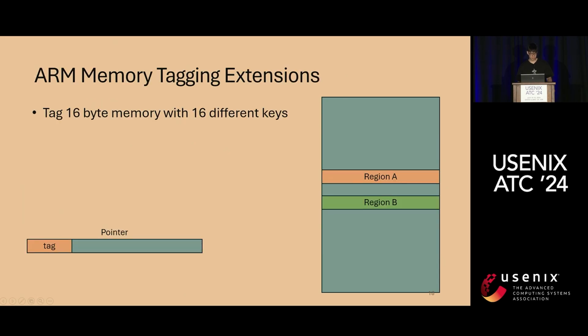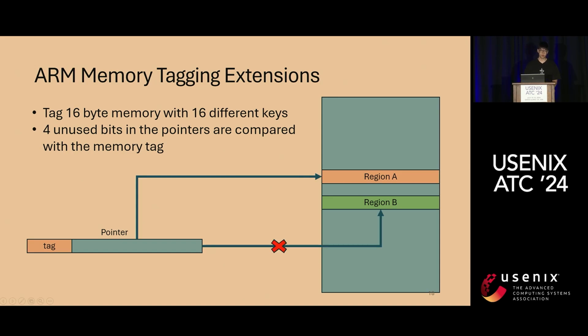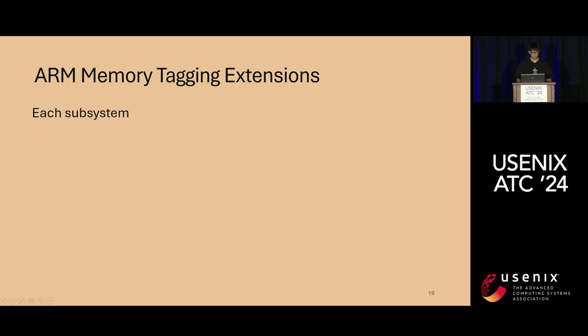Our memory tagging extension allows users to tag each 16 bytes of memory region with one of 16 different keys. Here, the unused bits in the pointer are compared with the memory tag upon the memory access. Therefore, if we want to access the green region, it will trigger a fault. In our model, each system wants a specific MTE tag.